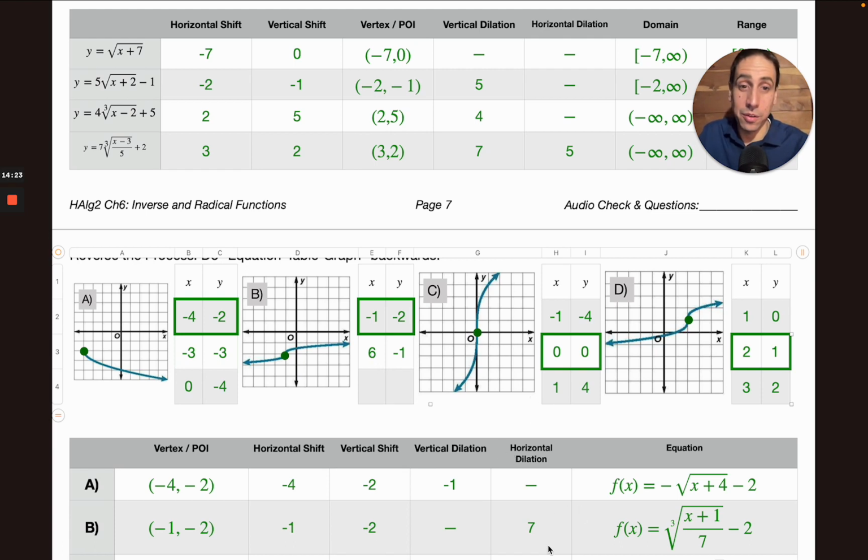So because it has a horizontal dilation of 7, you can say this is x plus 1 and then divided by 7. The -1 is the +1 and the -2 is the -2 here. We can talk about that more in class if you like.